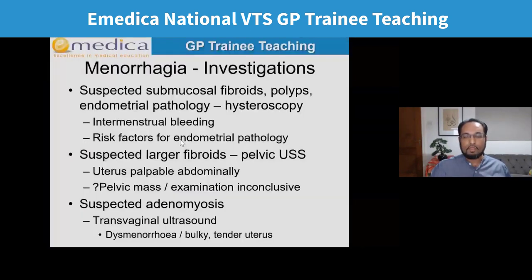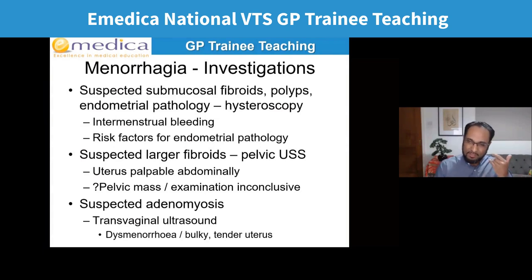Okay, so in terms of investigations that we might do, if we think that they might have submucosal fibroids, polyps, or just endometrial pathology, then they need to be referred for hysteroscopy. Some of the things in the history that are going to make you think of that: having bleeding in between periods, and then additional risk factors for endometrial pathology. Okay, so, you know, they've previously had a history of endometriosis, or had other problems.